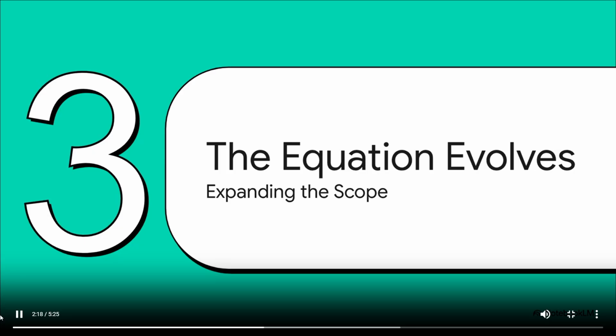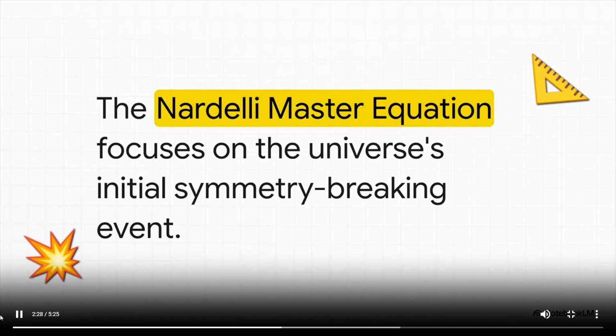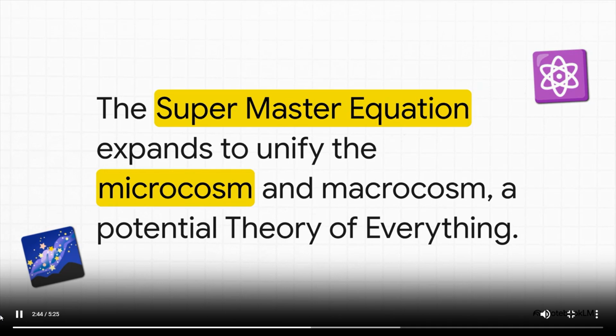Now, this isn't some static idea that was just written down once and left alone. It's a living, breathing framework that has gotten bigger and more ambitious over time. So the original version, the Nardelli master equation, was laser-focused on that one critical moment, the instant the universe's perfect initial symmetry shattered. It was all about that transition from the very first, highly ordered state into, well, everything else. But then, the next version gets even bolder. The supermaster equation expands on the idea. It brings in these special numbers called transcendental numbers, like pi, that are absolutely key for describing circles and curves. And by doing this, it tries to connect the physics of the incredibly small, like particles, with the physics of the incredibly large, like galaxies.